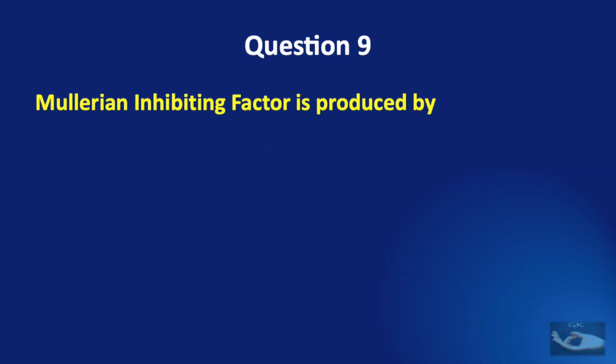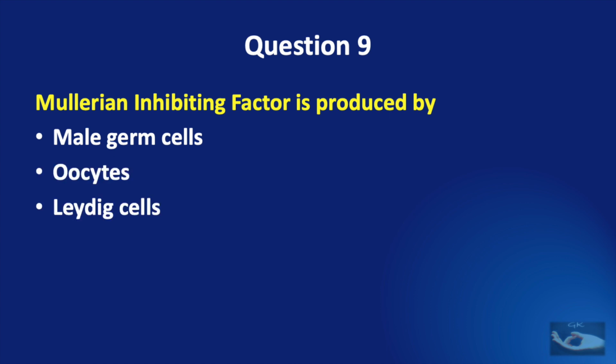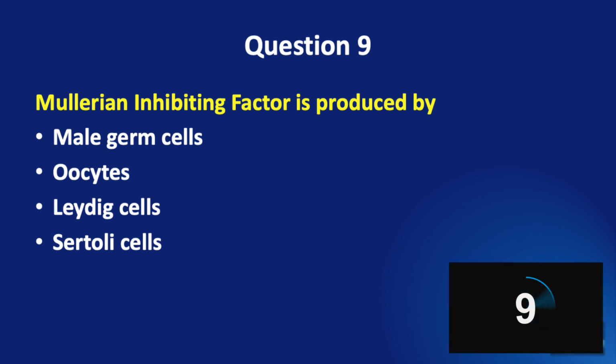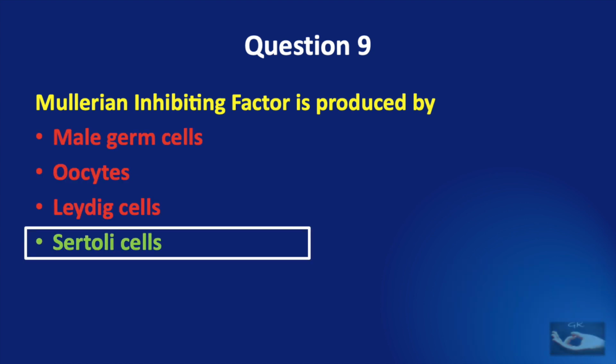Question number 9. Mullerian inhibiting factor is produced by male germ cells, oocytes, Leydig cells or Sertoli cells. The correct answer is Sertoli cells.